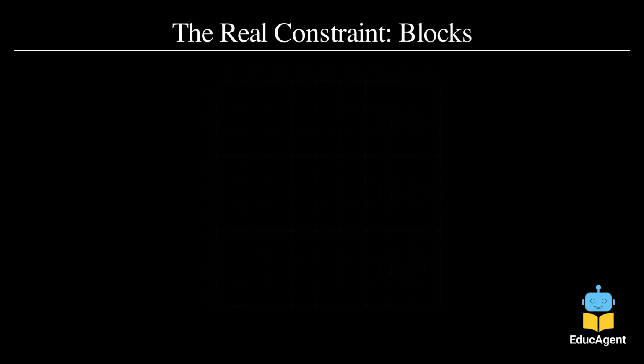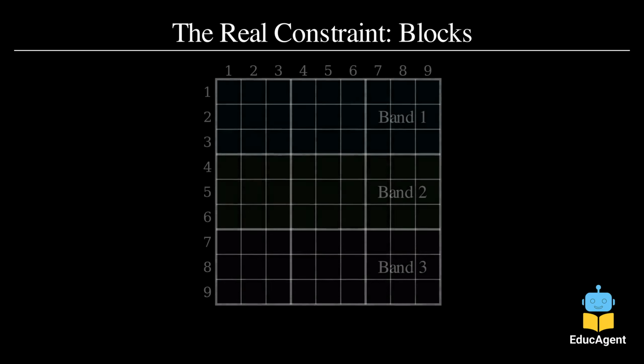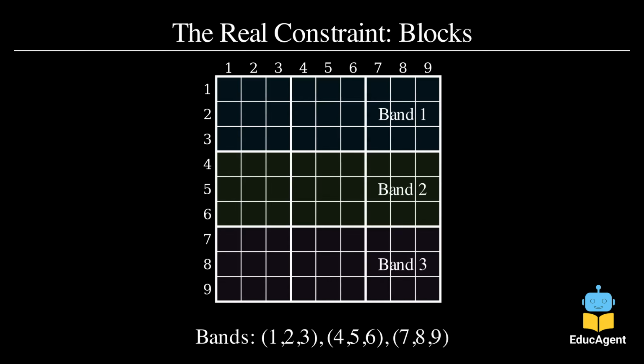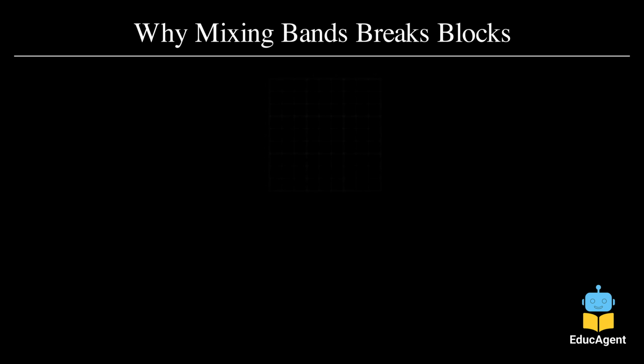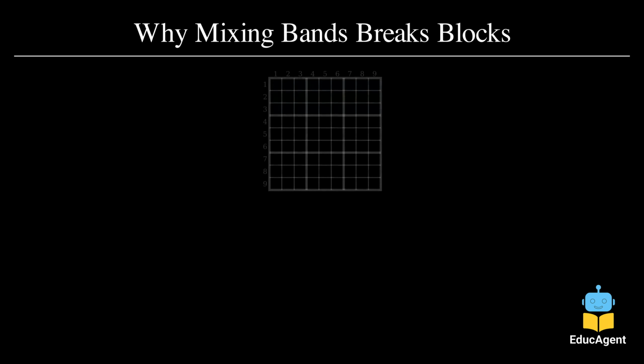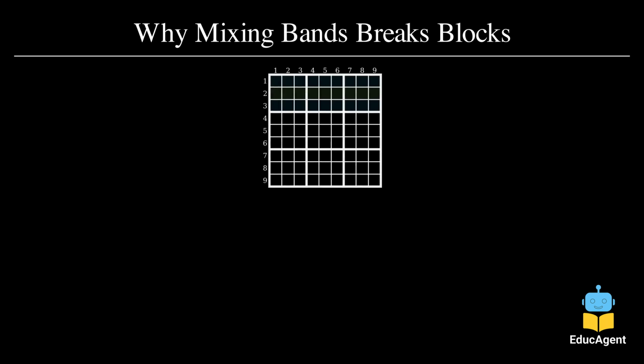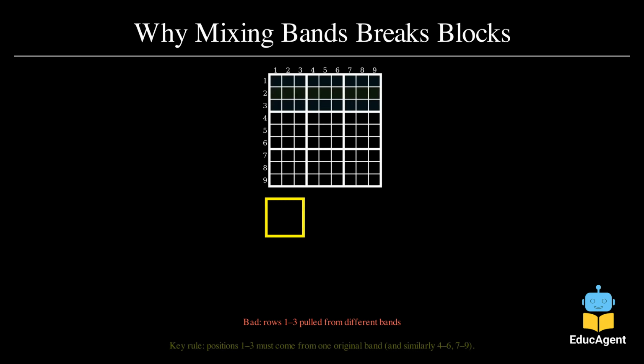The tricky part is the 3x3 blocks, which are built from groups of 3 consecutive rows, called bands. Each band contributes the rows for the 3 blocks across that band. If the rows landing in positions 1 to 3 come from different original bands, a 3x3 block can end up mixing rows that weren't designed to form a valid block together. To guarantee the block property stays true, each band position must be filled by an entire original band.